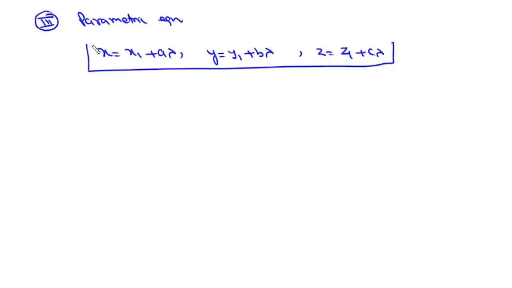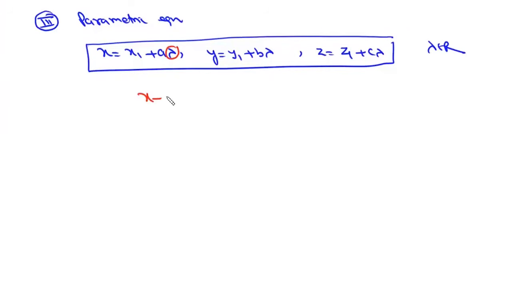So at times you'll be given this equation as x equals x1 plus a lambda, y equals y1 plus b lambda, and z equals z1 plus c lambda. So if the equation is given in terms of some parameter, and the parameter in this case is lambda, then we say it is the parametric equation of the straight line. Now we have to write it in symmetrical form. All we need to do is find this lambda.